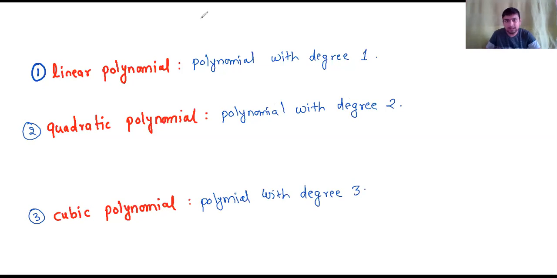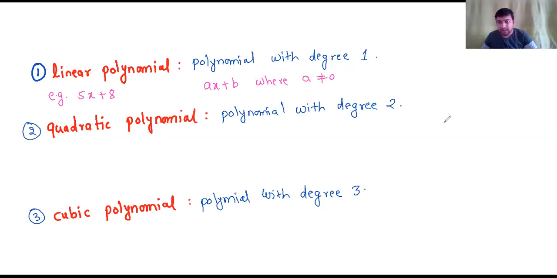Okay. Now we will see examples and then we will see the general expression for all these polynomials. Now, if I write down 5x plus 8, what is the degree here? Degree is 1. So that's why 5x plus 8 is called a linear polynomial. So the general expression for a linear polynomial is ax plus b, where a should not be equal to 0.